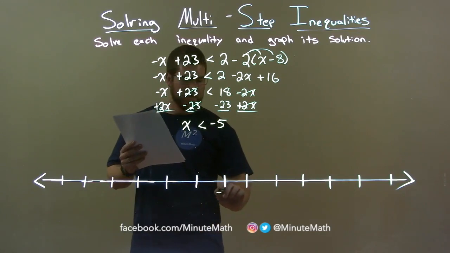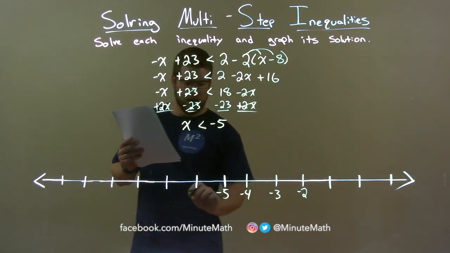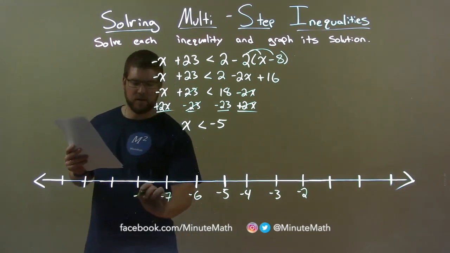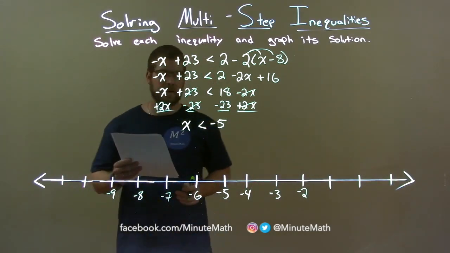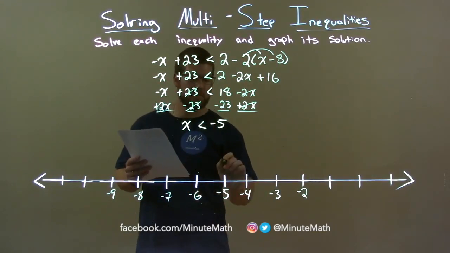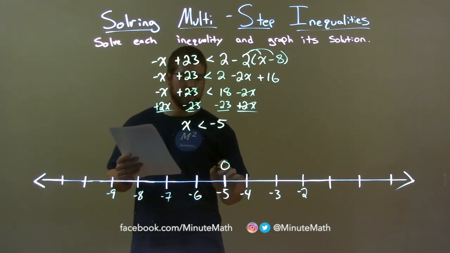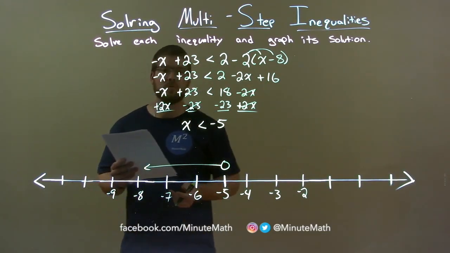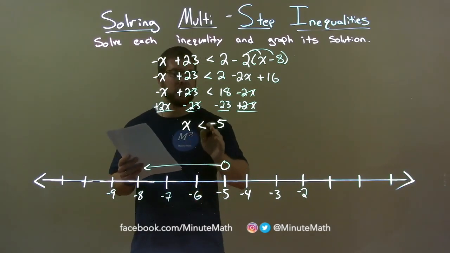Let's graph this. Negative 5 here, negative 4, negative 3, negative 2, and negative 6, negative 7, negative 8, negative 9. Well, x is less than negative 5, and it's not equal to. So, since it's not equal to, open circle at negative 5. X is less than negative 5, arrow goes to the left, and now we have our graph that matches our final answer. X is less than negative 5.